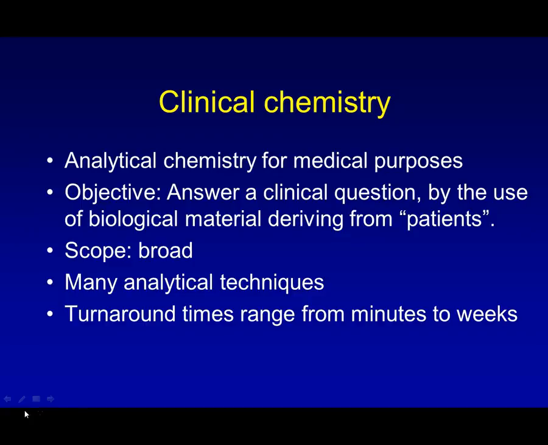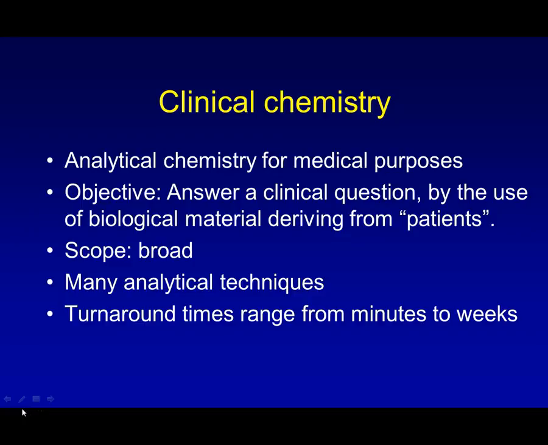Its scope is broad, and that means that the field is broad. It ranges from hematology to endocrinology, but also very basic and very widespread used techniques, and fields of application from internal medical applications to surgery, also intensive care units, and many more.